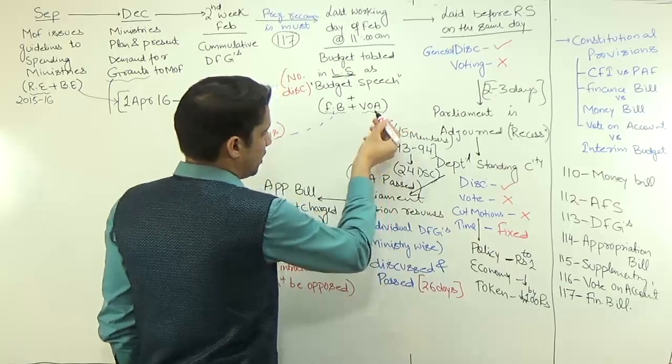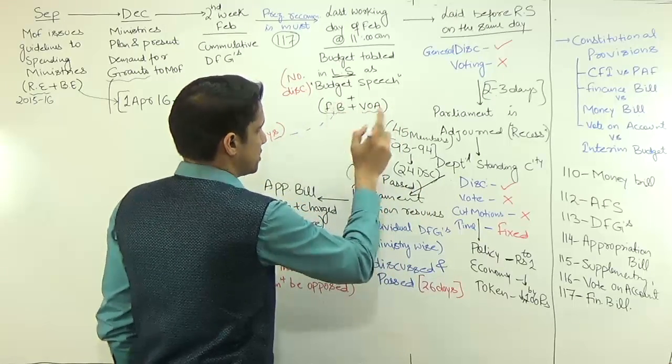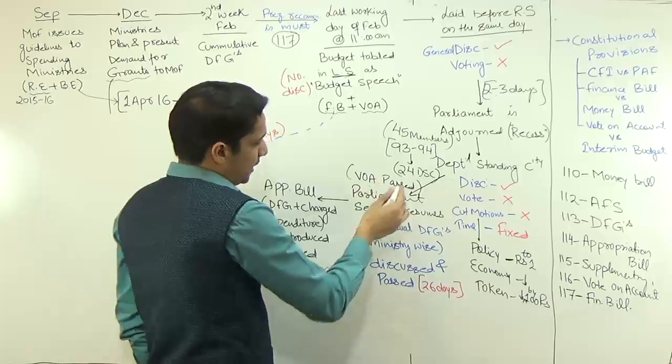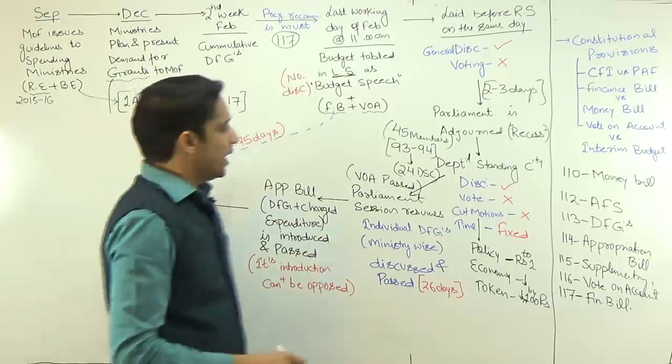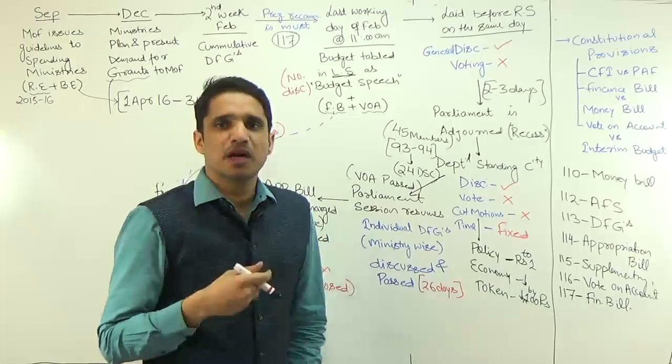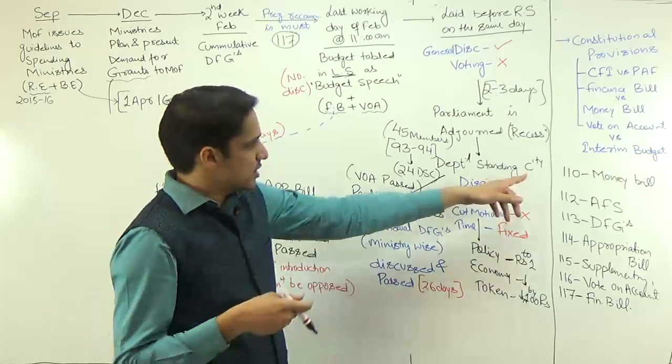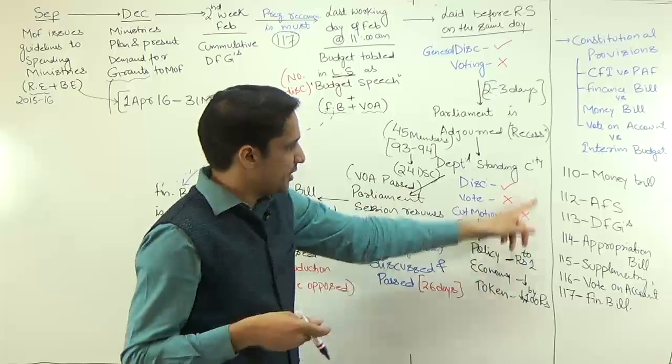Here it was only tabled along with the finance bill. It is not being passed, it is only tabled. And once it resumes, the vote on account is passed. And the second thing is the individual demand for grants, which were discussed by the departmental standing committees.